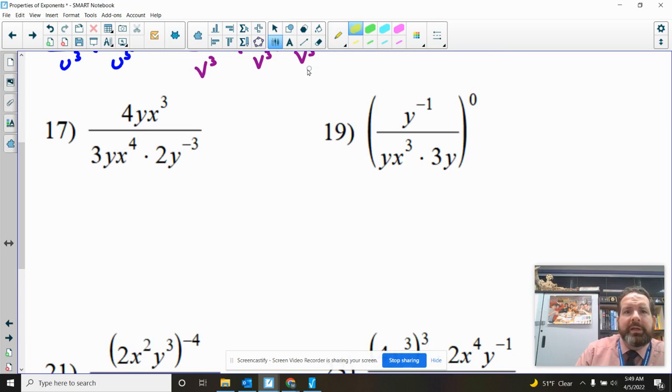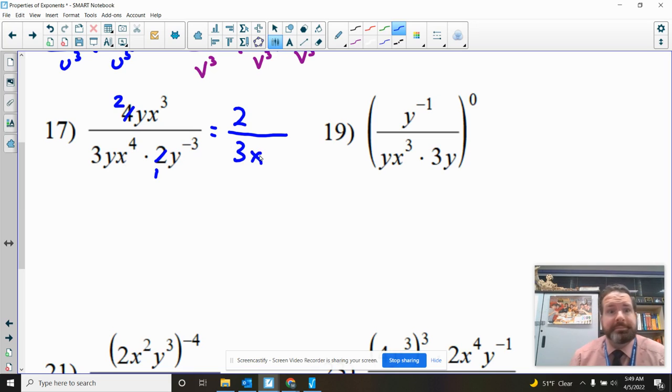Next up, deal with the coefficients. So I've got a 4 and a 2, reduce. So I'm going to have a fraction with a 2 on the top and a 3 times 1 is 3 on the bottom. Let's deal with x's. X to the third, x to the fourth. So I've got 1 extra x on the bottom.